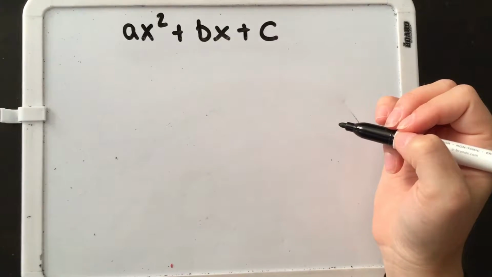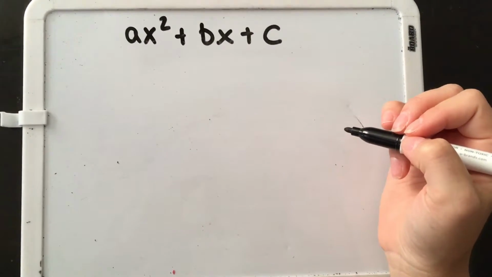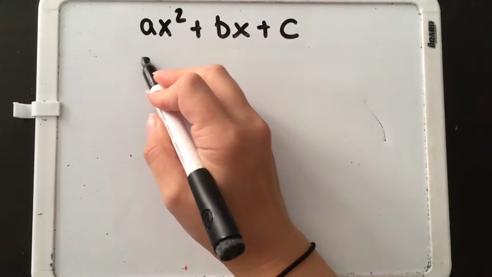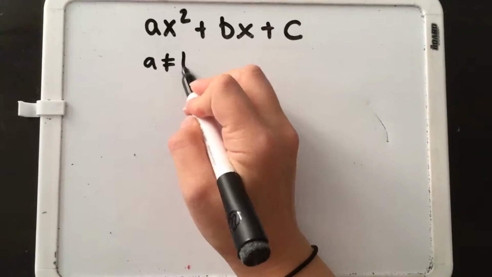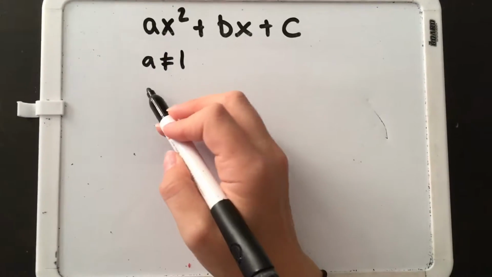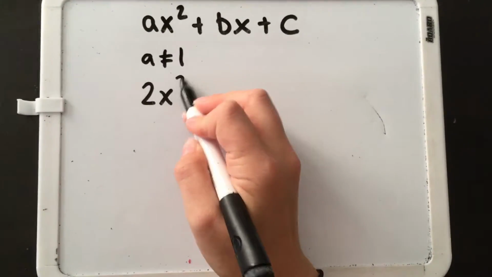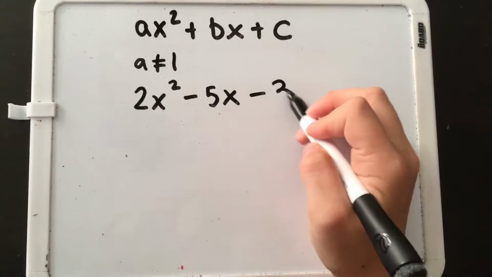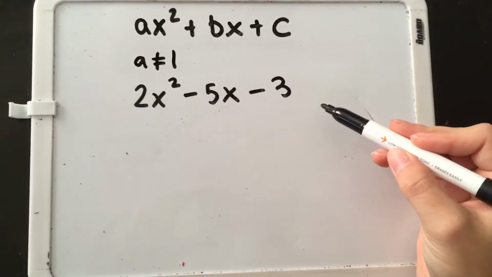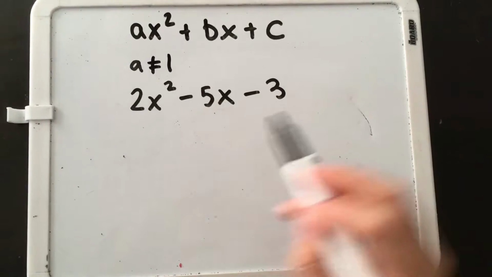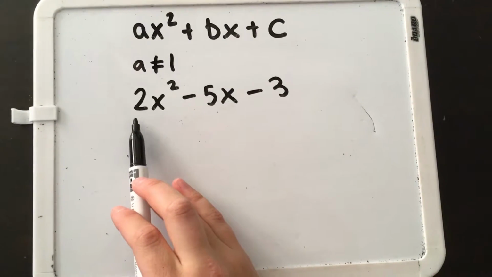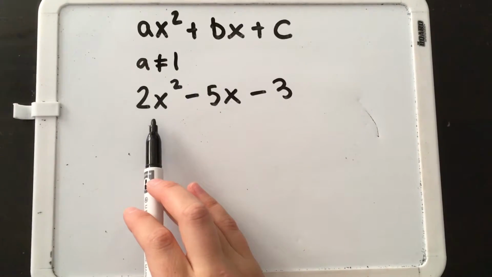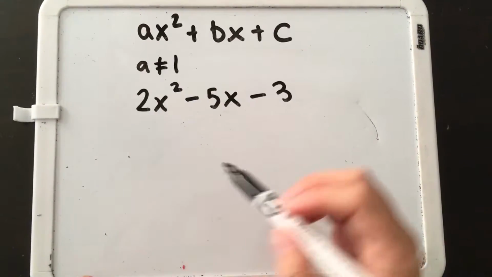In this lesson, we are going to be covering factoring a quadratic when a does not equal 1. I'll start with an example: 2x squared minus 5x minus 3. Now this looks like a quadratic equation that we've done before, but now we have a 2 as the coefficient in front of the x squared term. We're going to approach this problem the same way that we did before.